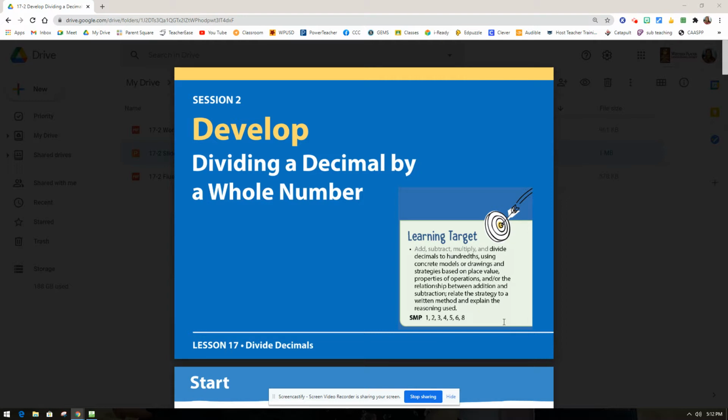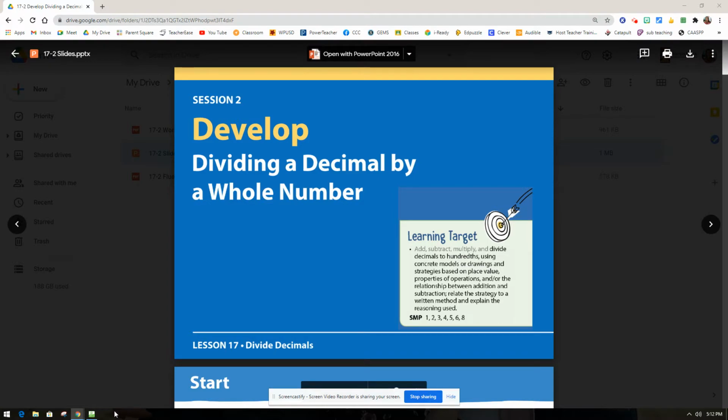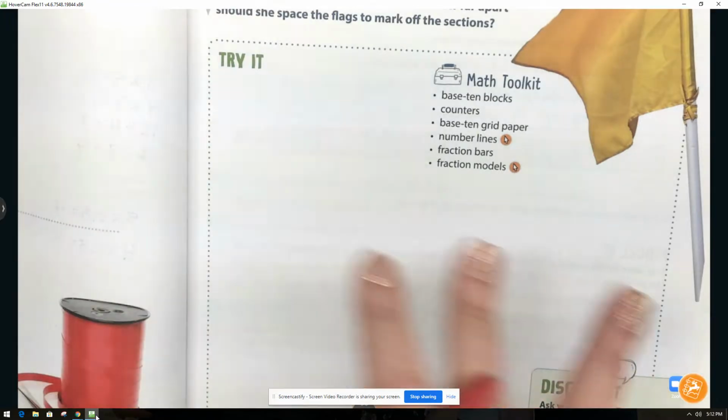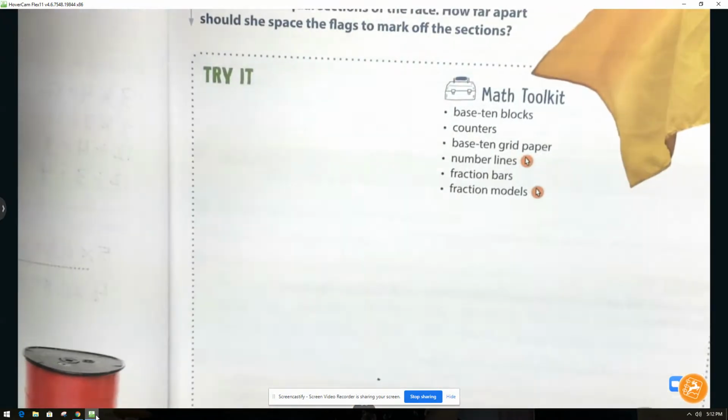So we are going to be working in our Ready Classroom Math Workbook on pages 351 through 356. So go ahead and turn in your Ready Classroom Math Workbook to page 351. And I happen to already be here.